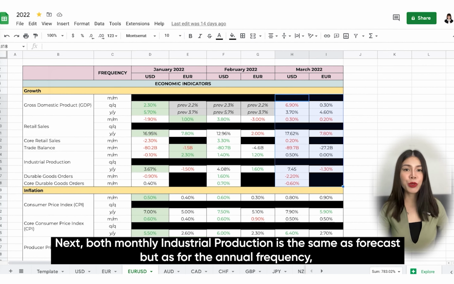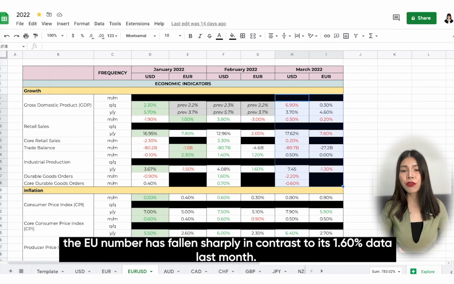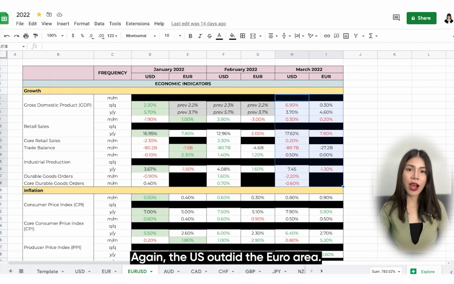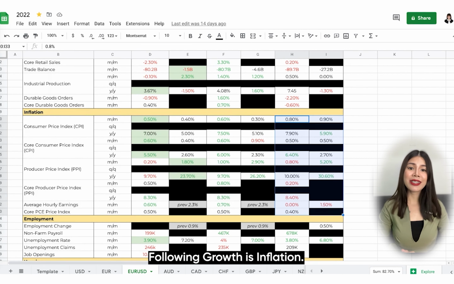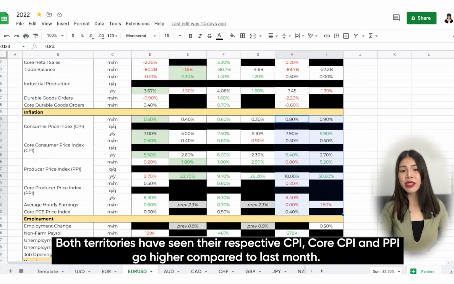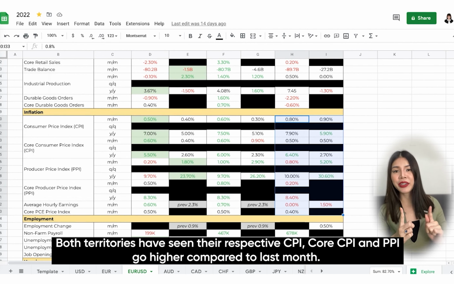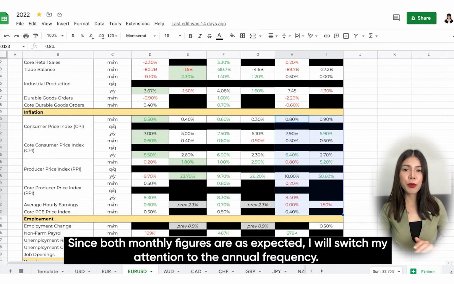But as for the annual frequency, the EU number has fallen sharply in contrast to its 1.6% data last month. Again, the US outdid the euro area. So in a nutshell, the US performed better than the euro area in terms of growth. Following growth is inflation. So both territories have seen their respective CPI, core CPI, and PPI go higher than last month. Since both monthly figures are as expected, I will switch my attention to the annual frequency.